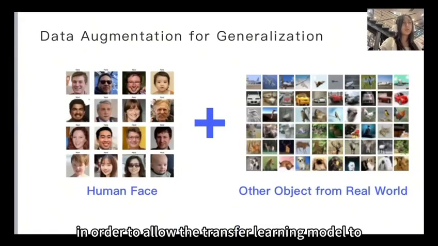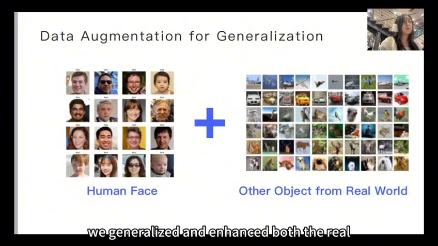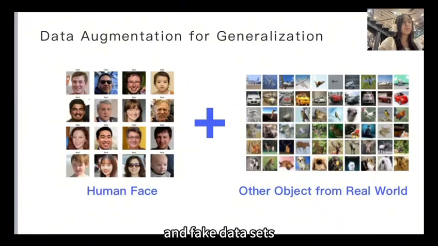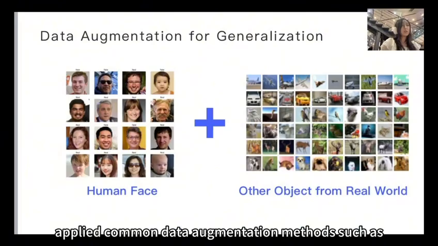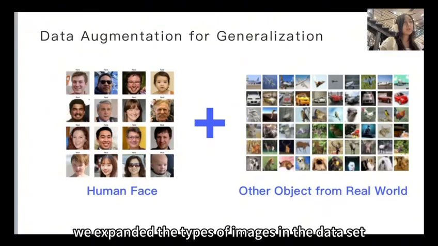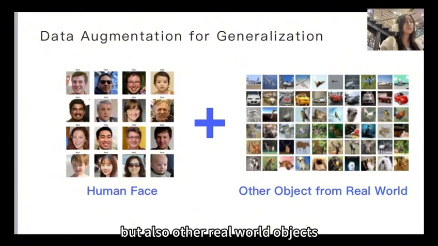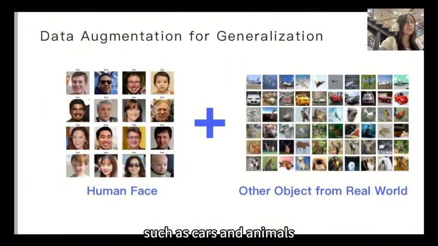In order to allow the transfer learning model to learn more image features, we generalized and enhanced both the real and fake datasets. We not only applied common data augmentation methods such as cropping and scaling, but more importantly, we expanded the types of images in the dataset. Our dataset includes not only human faces, but also other real-world objects such as cars and animals.